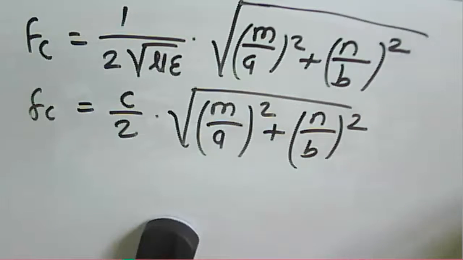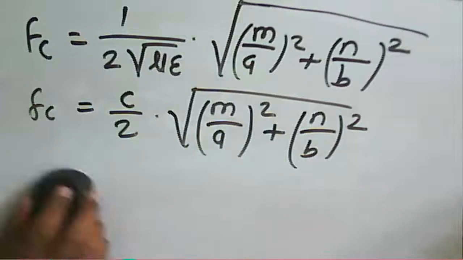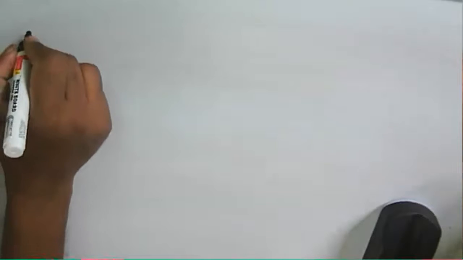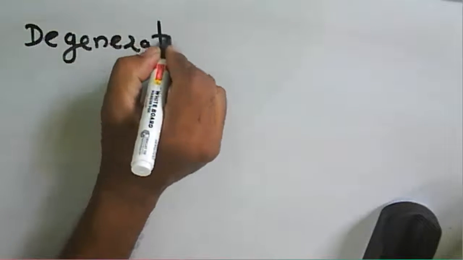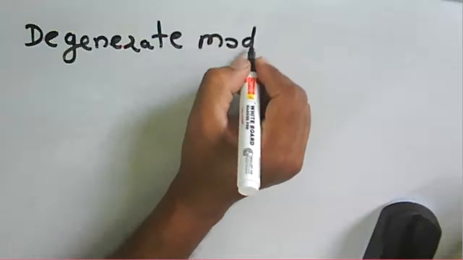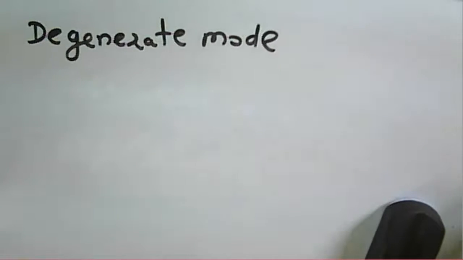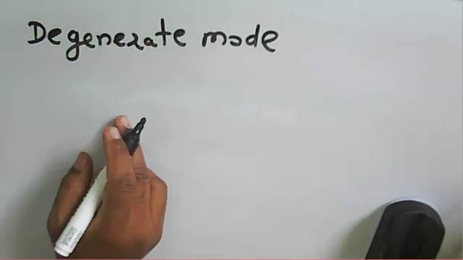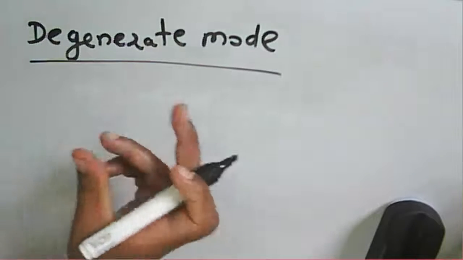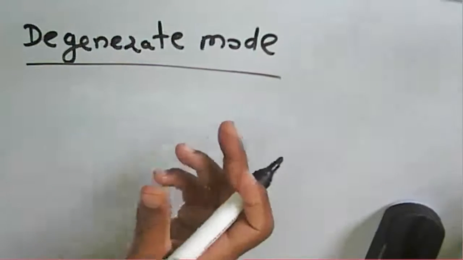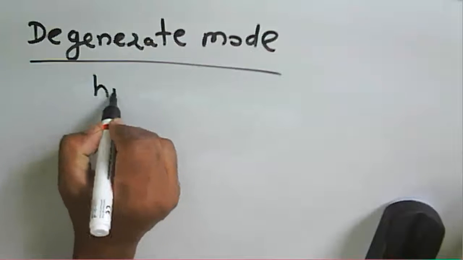So next we see the degenerate mode. Now what does a degenerate mode mean? We earlier said that the mode that has the lowest order is called the dominant mode. But some modes are there that are higher order.